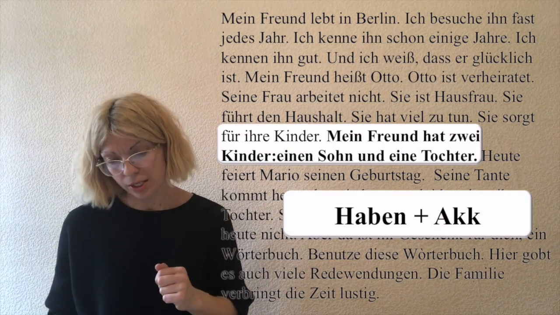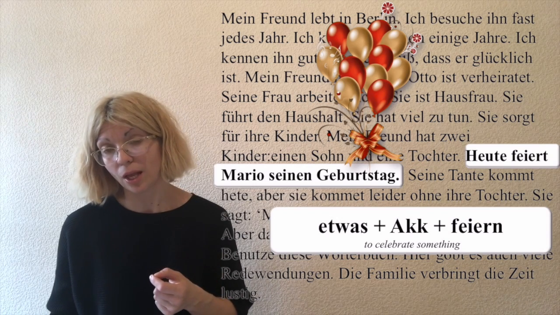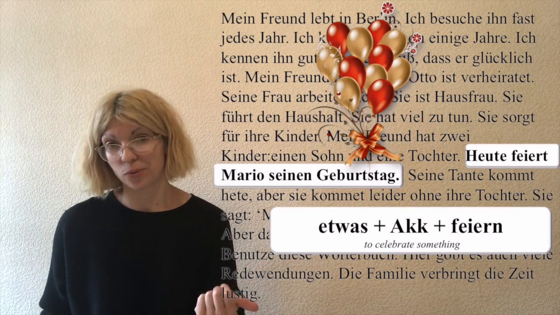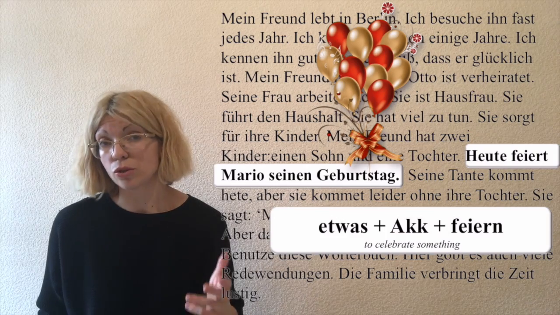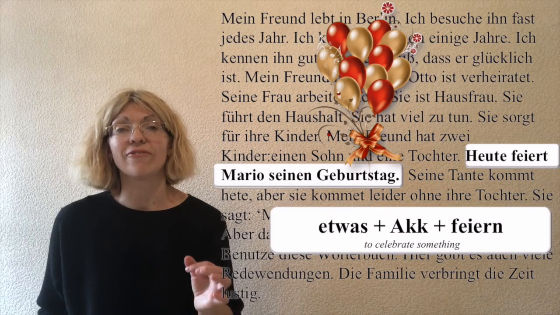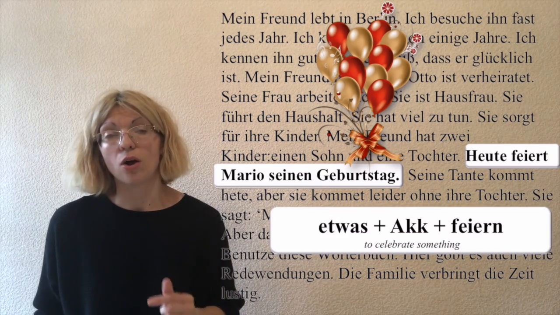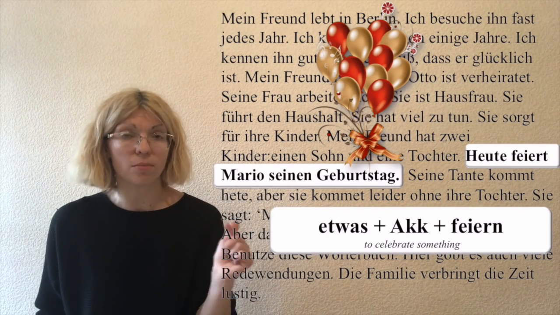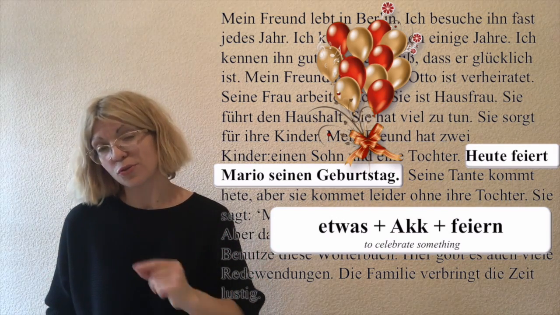Okay? The next. Heute feiert Mairo seinen Geburtstag. By the way, sein Sohn heißt Mairo. Okay? Well, one more time. Here we came across a new expression to celebrate something. Okay? And it's feiern. But don't forget that feiern always takes accusative case. That's why I said seinen Geburtstag. Seinen, because sein becomes seinen in accusative case.